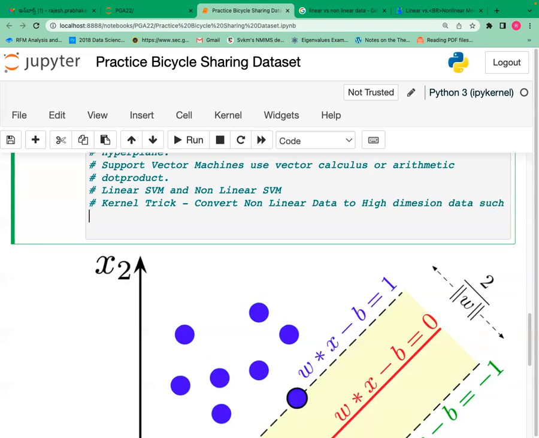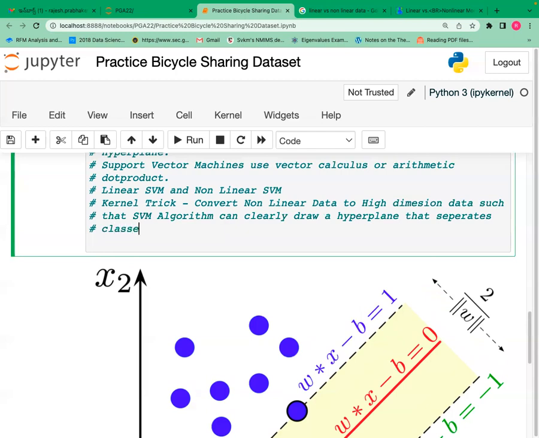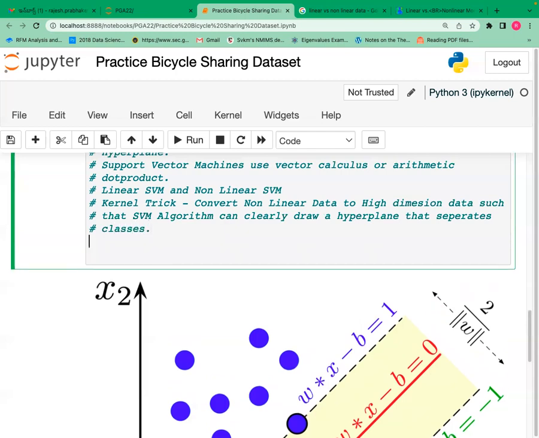such that the SVM algorithm can clearly draw a hyperplane that separates the classes. So the kernel tricks are very important, particularly when you're dealing with non-linear data.